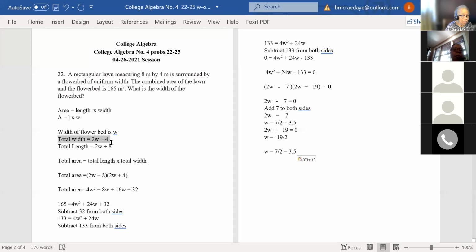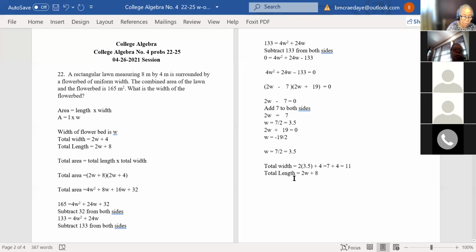So let's just take these two formulas that we had here, these two equations. So the total width will be 2 times W, which is 3.5. And that would be 7, right? 7 plus 4 equal 11. So 2 times 3.5, this is decimal.